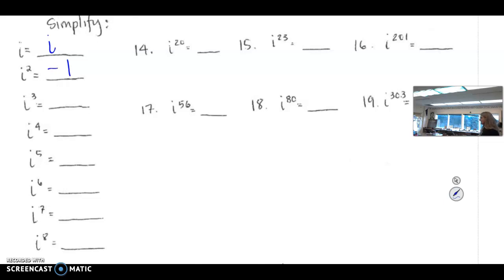So we're going to look at i cubed. Sam, you need to pay attention to this. We can split i cubed into i squared times another i. Do you guys understand that?